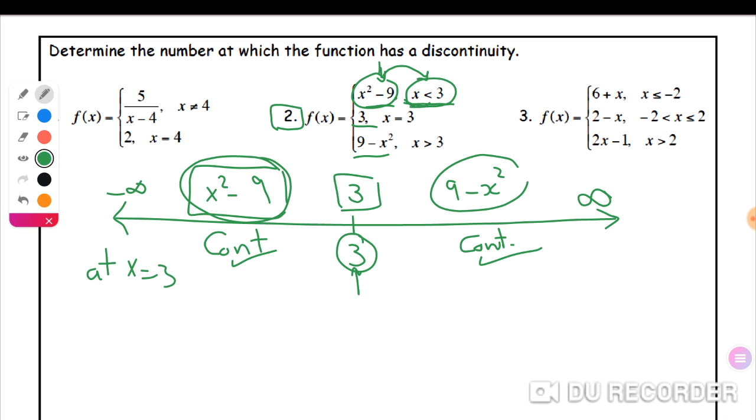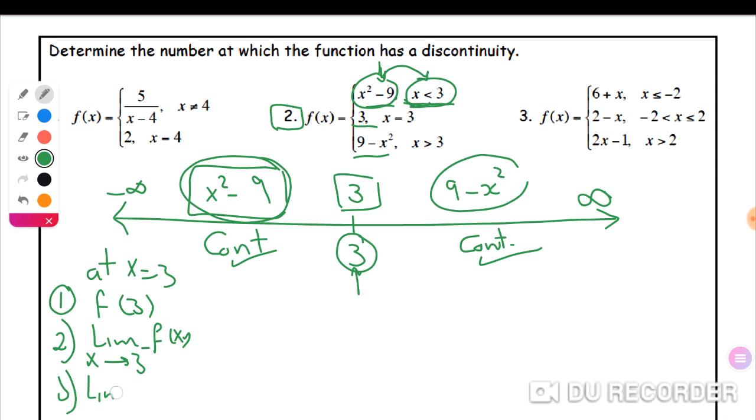At x equal 3, I have to find what? f of 3, by the same way. Second step, the limit of f of x when x approaches 3 from the left. By the same way, I find the value of the function at this value of x, the limit from the left. Third step, the limit of f of x when x approaches 3 from the right. Here, f of 3, I have to replace in the rule at which x equals 3, so it will be this rule, it will be 3.